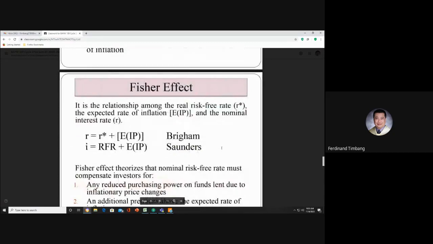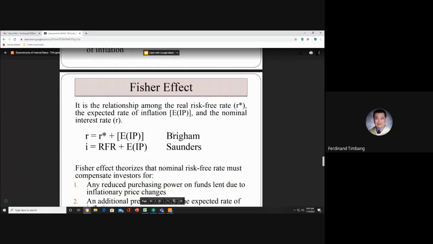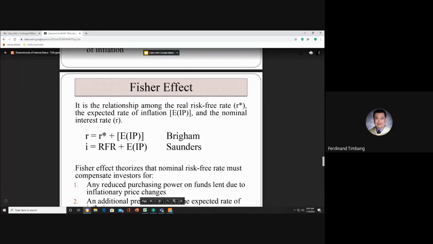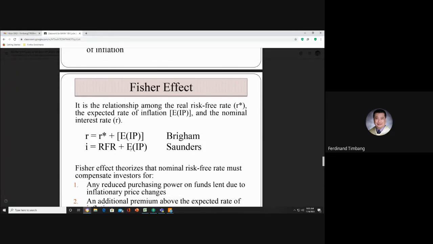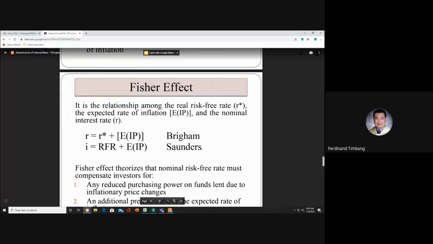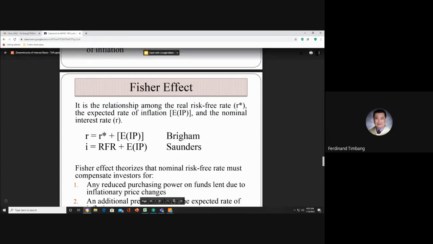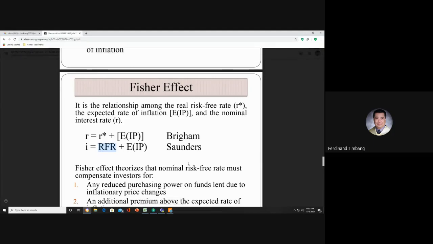So sa book ni Saunders, ganito lang ang presentation niya. Ito yung risk-free rate plus the expected inflation premium. Tapos sa formula ni Brigham, that is R star plus the expected inflation. Dito kay Saunders nga, itong risk-free rate, dapat lumalabas yan yung R star din eh. Pero ang sinasabi niya, risk-free rate na agad. Dito kay Brigham, itong R star naman, that is the real rate of interest.